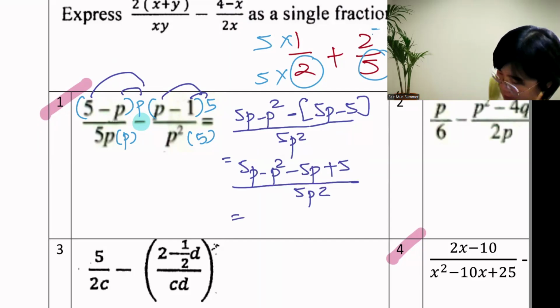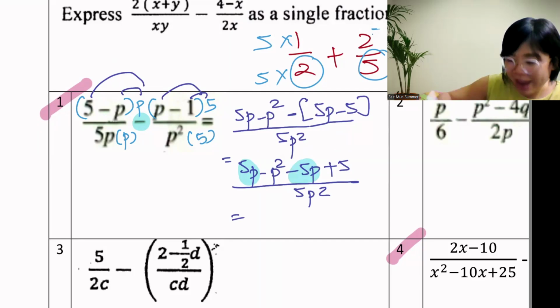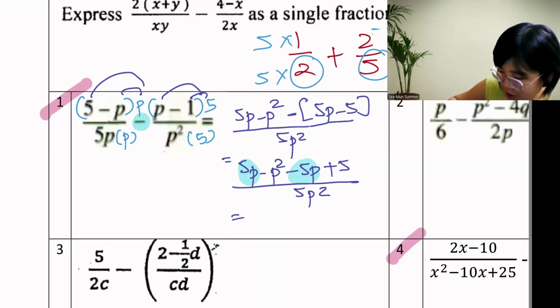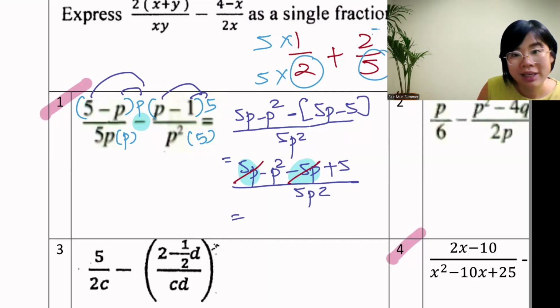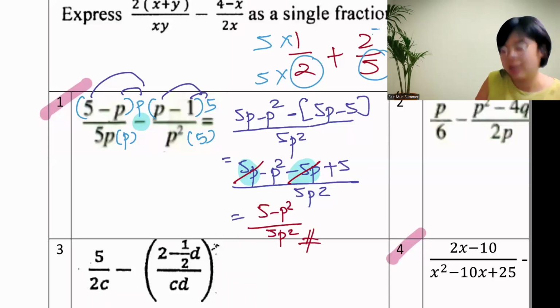Yes, you have. You will have 5p and negative 5p. My dear, 5p minus negative 5p, isn't it zero? So cancel off. And then we have 5 negative p squared and 5p squared. So this is my final answer.